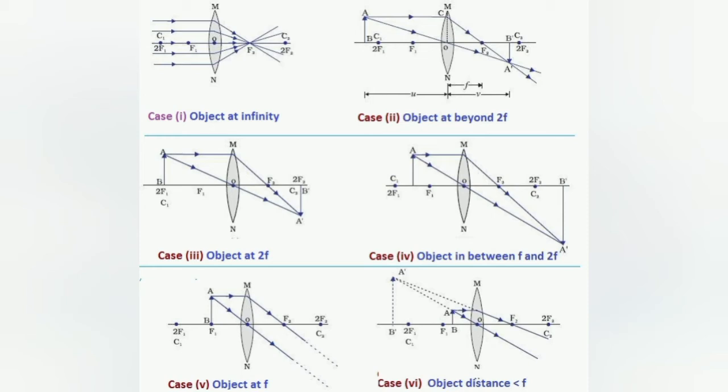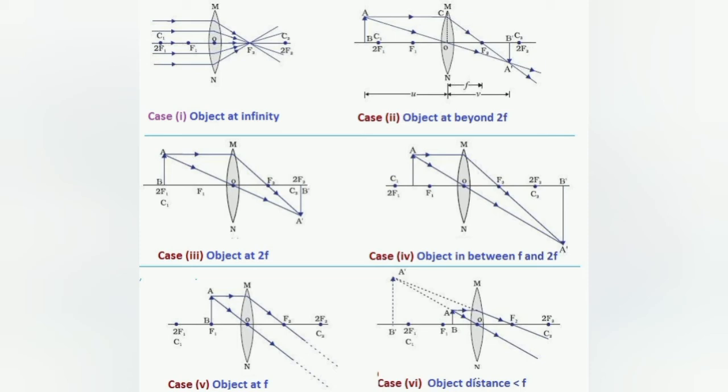Let's go to the fifth case. If the object is placed at f, at the focus, we cannot see a converged point. That's why we can say that the image will form at infinity. And the last case is if the object is within the focus, less than f, then you will get the image on the same side as the object. So that's why this is a virtual and erect image.